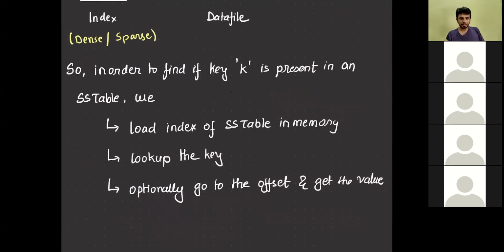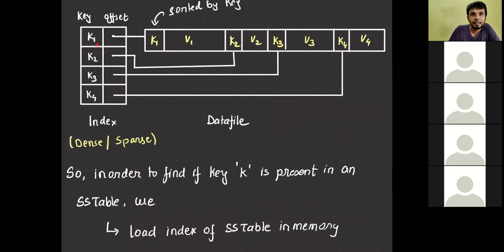So now what would happen is you would load this SS table in memory. You would look up the key. You are basically loading this index in memory. If the key is present, you would go to the offset, read the value and return it. If it is not there, you would move to the next file.